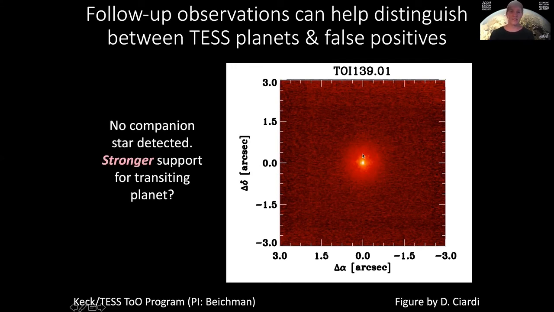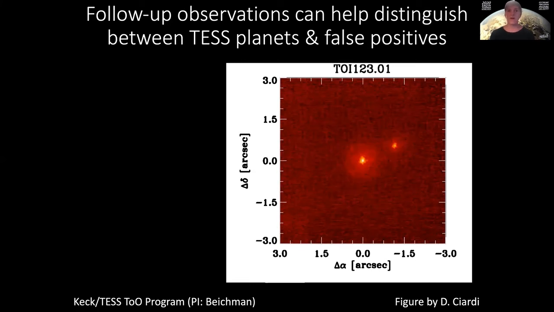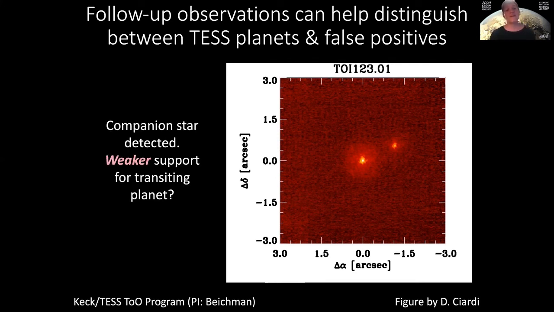In contrast, this next star, TOI 123, has another star nearby. So this could be evidence that maybe this transiting planet is less believable than TOI 13901. But it's important to actually figure out what the presence of the additional star does to the transit interpretation. In many cases, you can have a star close to the target star and still have a transiting planet. It's just that the transiting planet is slightly larger than you might have suspected initially.